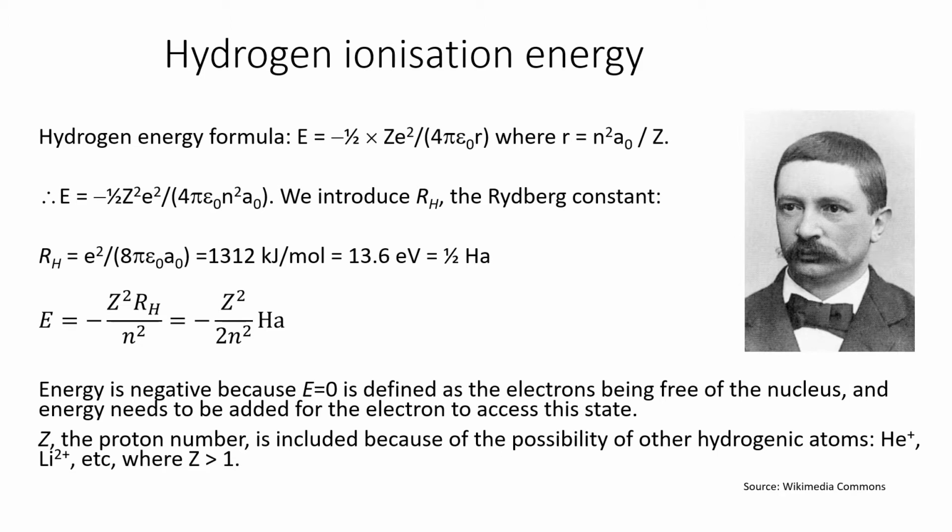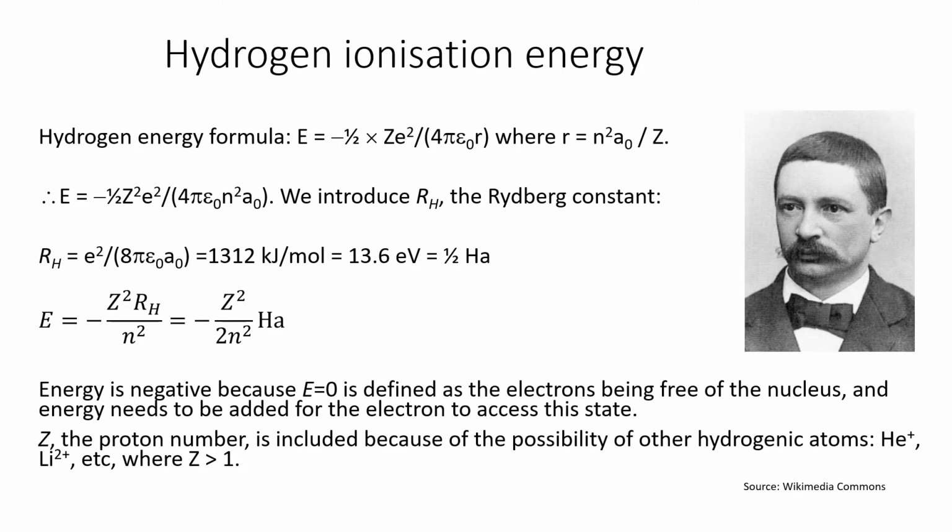And so you can see in this formula the hydrogen energy is equal to a half of the potential energy. And the reason for this is that we found that the kinetic energy was equal to minus half of the potential energy. And so when you sum the kinetic energy and the potential energy to get the total energy, it equals half of the potential energy.